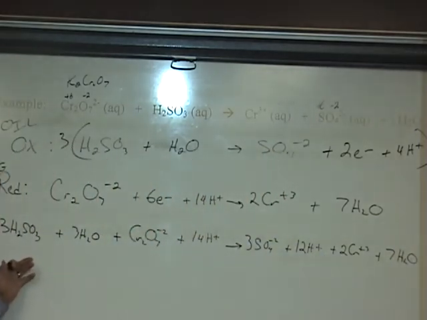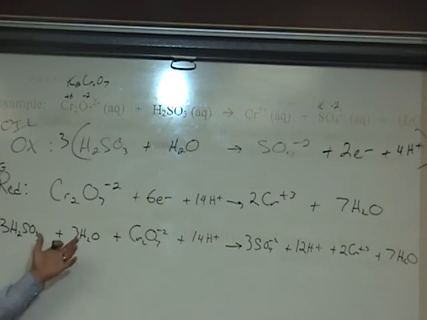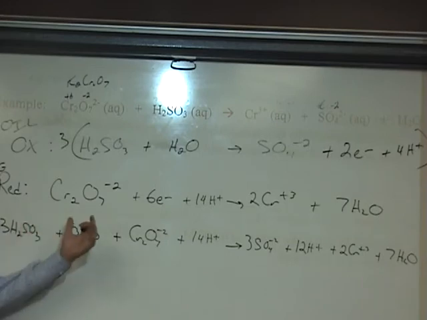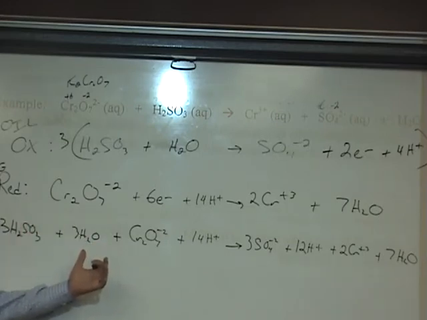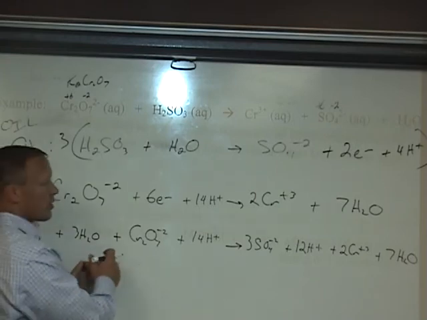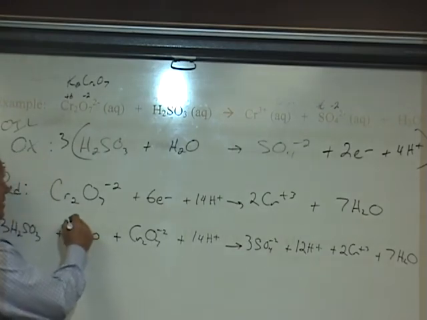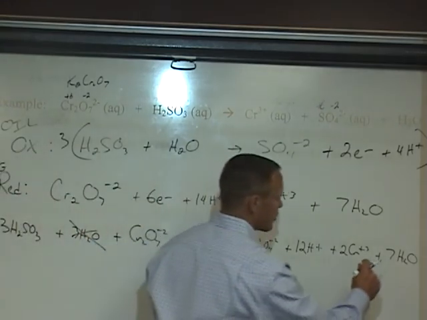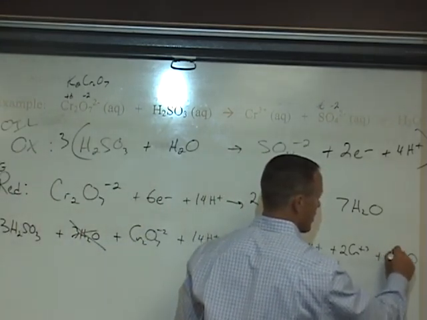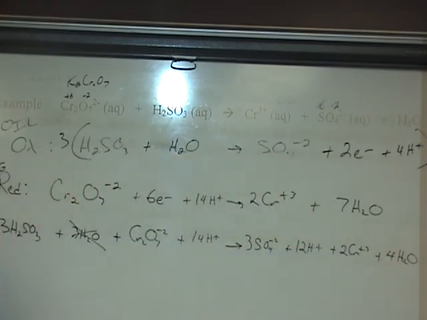This is still not our net equation. Okay, that's everything combined. But we want to know net. Like for example, 3 waters were used, but how many were produced? 7. So what's the net there? Net would be 4 produced, right? Does that make sense? 3 were used, 7 produced. So the net would be, those would be gone, and this would become a 4.